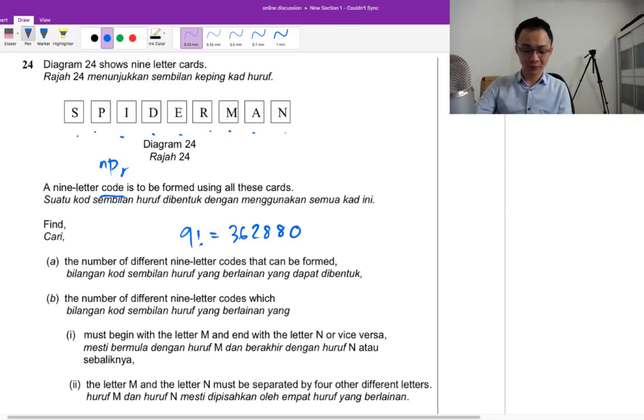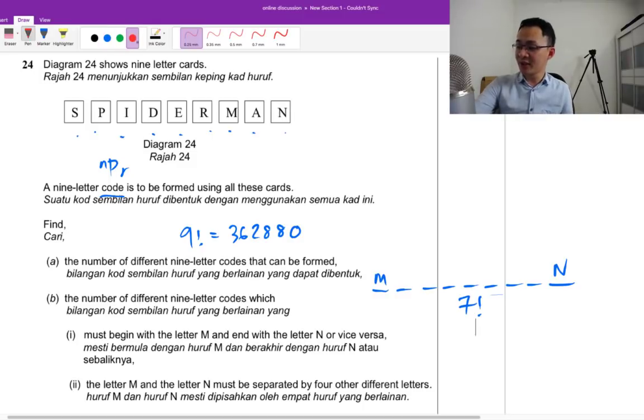So 9 factorial, I will get 362880. Yeah, so the next one, the number of different 9 letter codes that must begin with M and end with N, or vice versa. That means your first letter must be M and last letter must be N. 1, 2, 3, 4, 5, 6, 7. This one must be N. So M and N are fixed already in the first place and last place, so I can only arrange the 7 letters in the middle, which is 7 factorial.